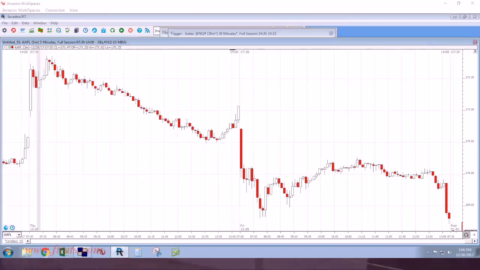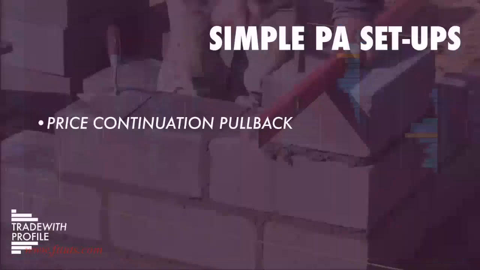You can identify these. Find an area where it's moving, find the pullback that doesn't take back a less recent pullback, and go with that. That's one: price continuation.